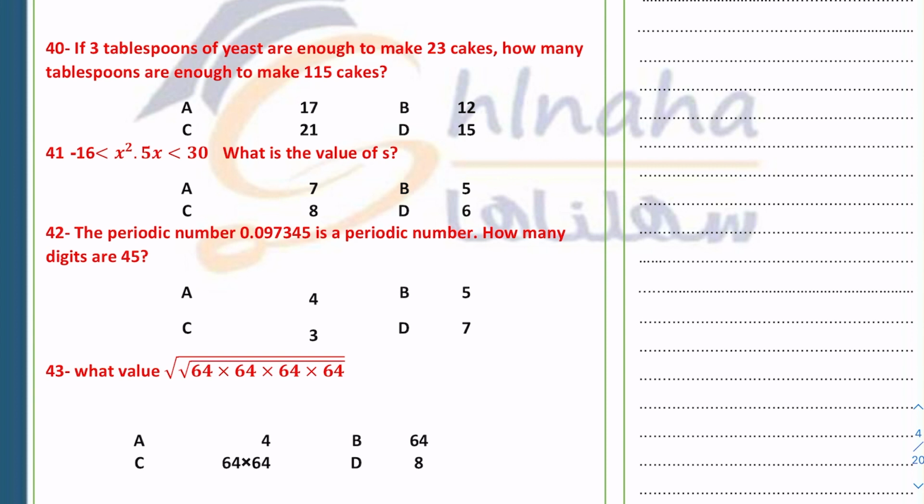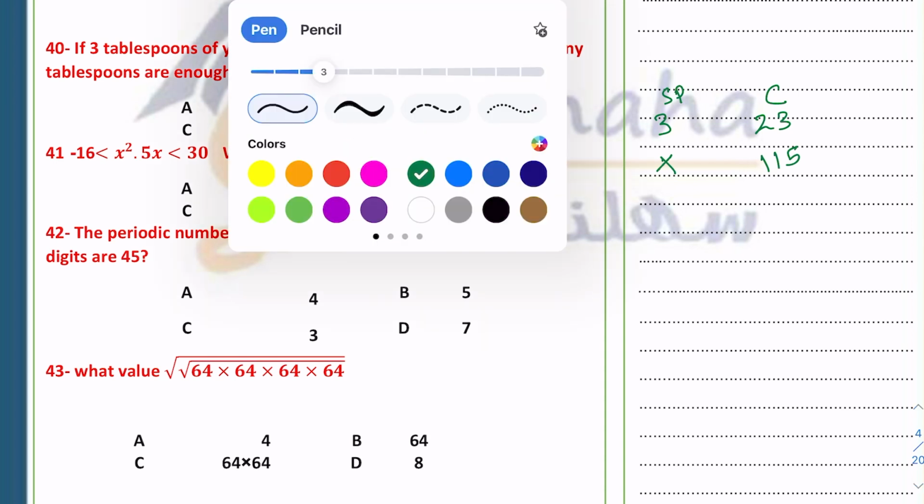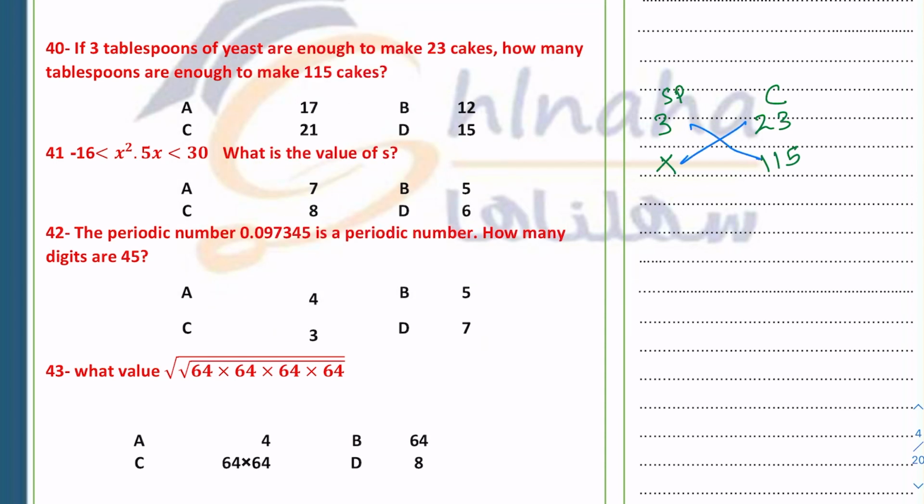3 spoons are enough to make 23 cakes. How many spoons are enough to make 115 cakes? We have to use cross multiplication. The number with x will be down, and we have 3 multiply 115.